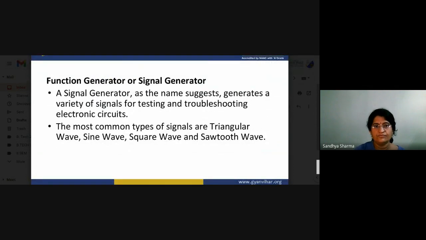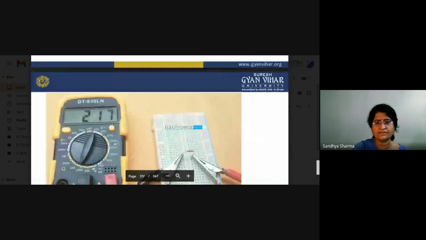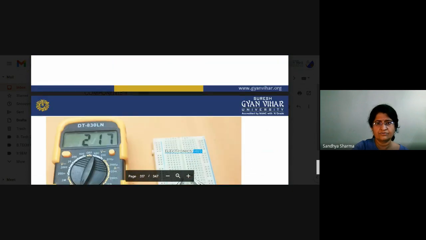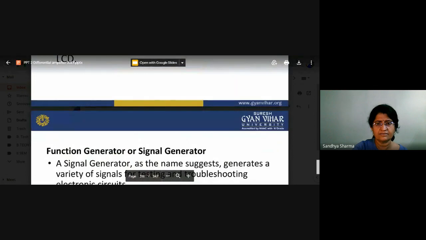So now we will move to the function generator or signal generator. What is the role of a function generator or signal generator in our circuitry? A signal generator, as the name suggests, generates a variety of signals for testing and troubleshooting electronic components. The most common types of signals are triangular wave, sinusoidal wave, cosine wave, square wave, and sawtooth wave. So these are the different types of waveforms that can be generated by our function generator. So that's the function generator part.